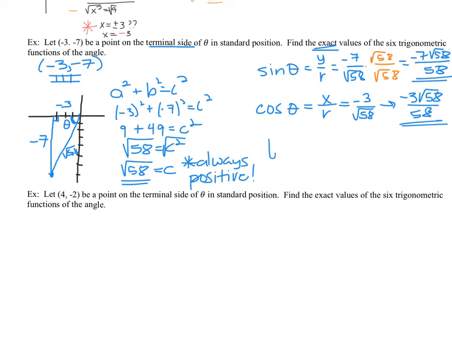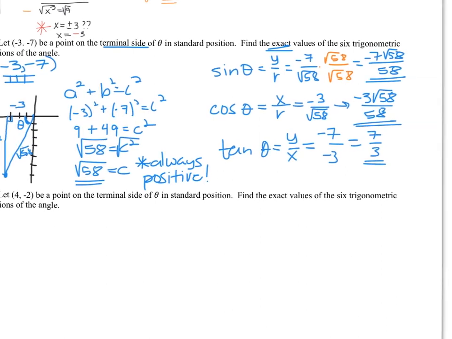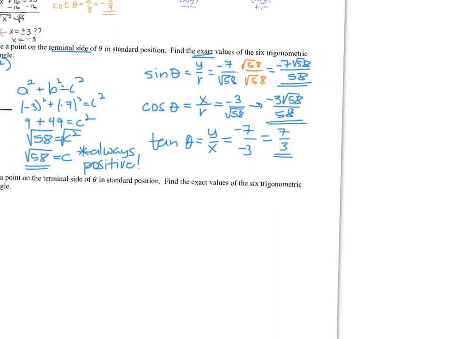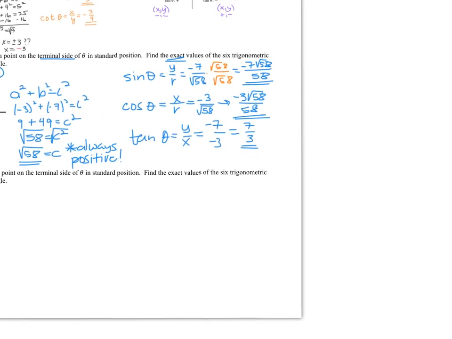Let's determine tangent. Tangent of theta is y over x. One thing to note here, y is -7 and x is -3. Anytime you have 2 negatives, simplify your fraction. It becomes positive 7/3. Look at that. I'm already out of space. Imagine that. All right, I'm going to slide over. I really am out of space. Hang on. I'm going to zoom this out a little bit. Ooh, the magic of the cinema.